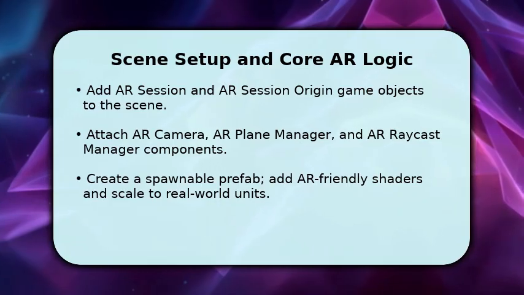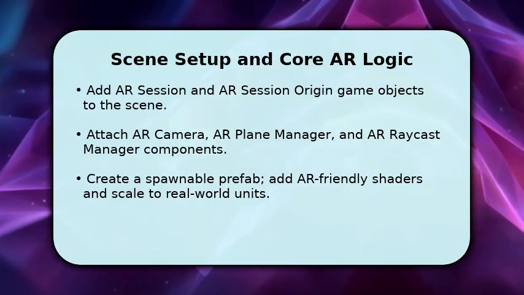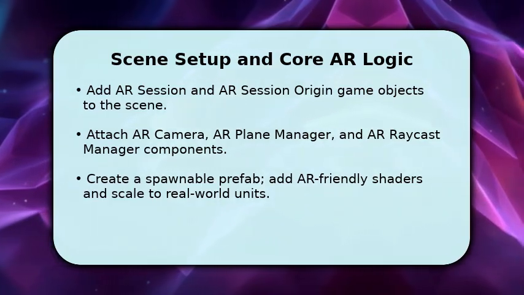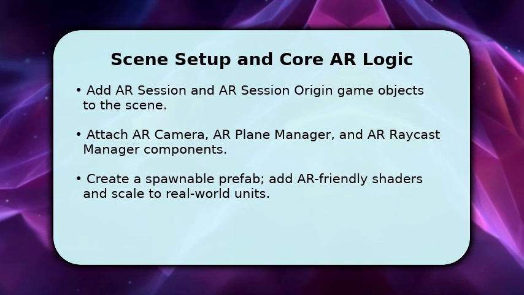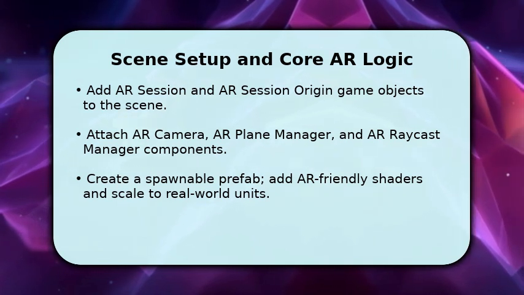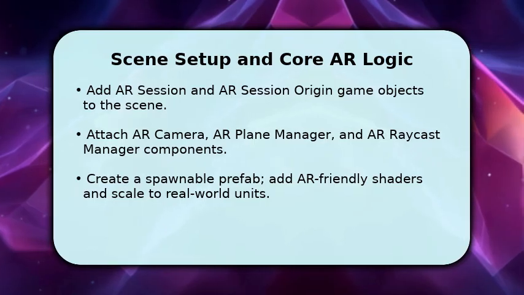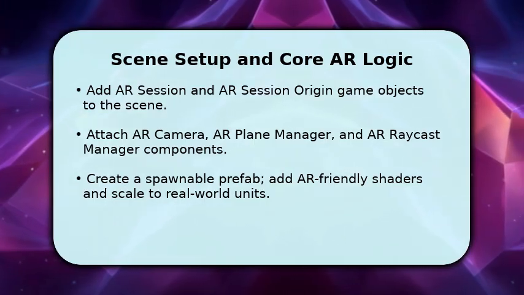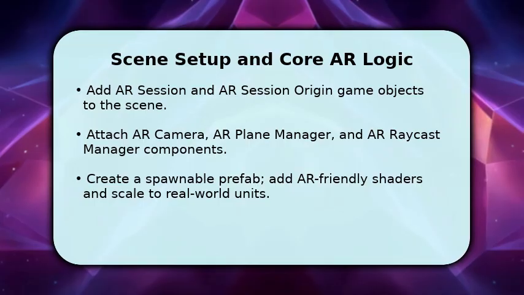Create a spawnable prefab using low poly meshes and AR-friendly shaders and set its scale to real-world units so it feels anchored. Once done, write a short script to Raycast on touch, instantiate the prefab, and parent it to the hit pose for stable tracking.